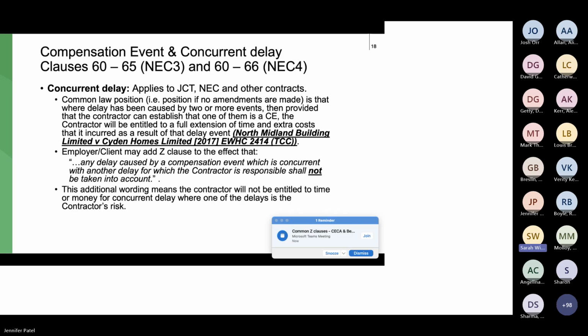So what it's saying there is that you've got two delays going on at the same time. One is a compensation event, so it might be the client changed the scope, it might be really extreme weather, might be something to do with the ground conditions, and then another delay that's the contractor's risk.